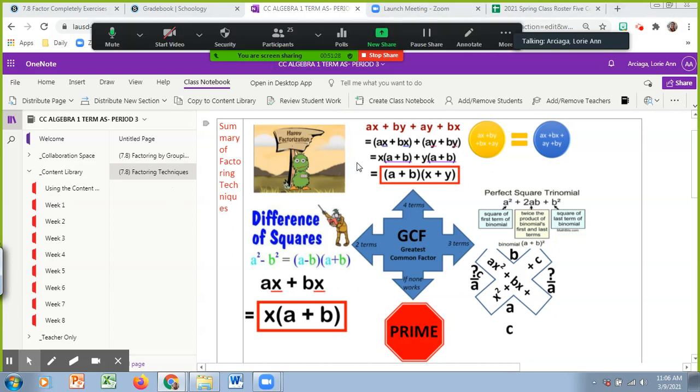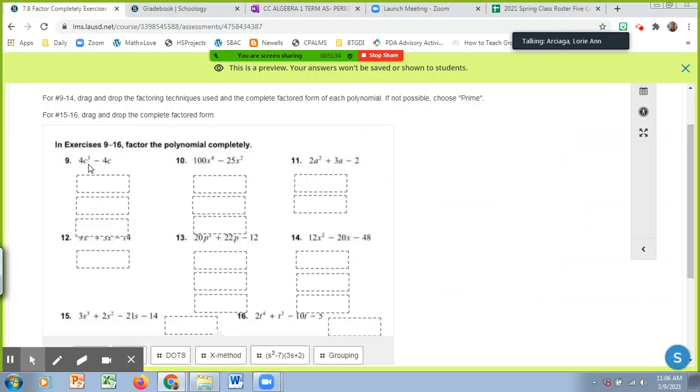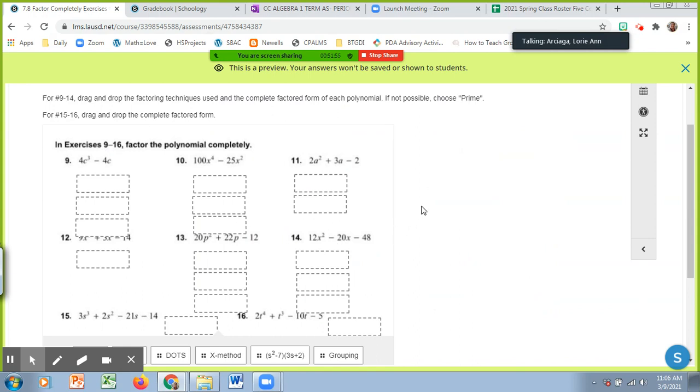Okay. So I'm gonna explain to you how you're gonna use that. The first problem was this one, right? 4c cubed minus 4c. So what does your new wallpaper tell you? You have to start in the middle. Imagine you are in the middle of a four-way stop. That's how you're gonna use this diagram. So I'm in the middle. What do I read? I read GCF. Oh, I have to do GCF first. Okay, I can do that, right?